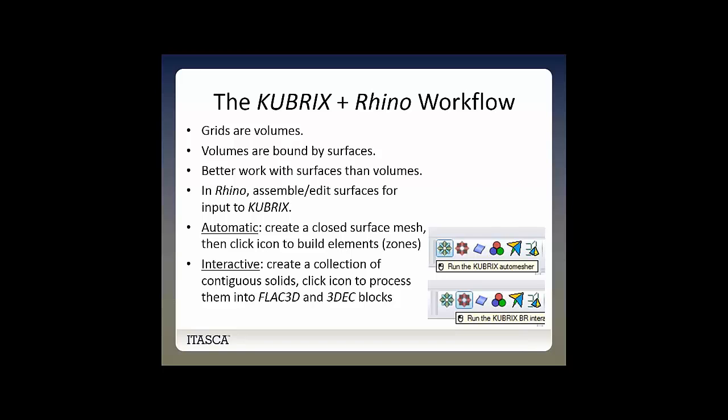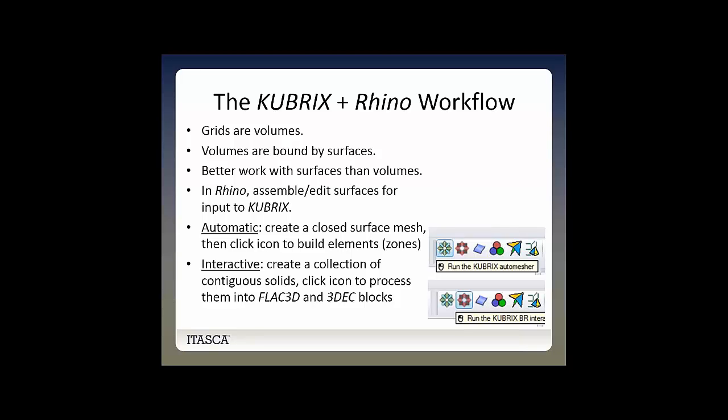In that program, you can assemble and edit surfaces. You can receive curves, portions of meshes, and topographies, contour lines, bring them into Rhino. And Rhino provides a collection of surfacing tools that allows you to create surfaces and surface meshes and essentially create what you need. The approach for grid generation is really twofold.